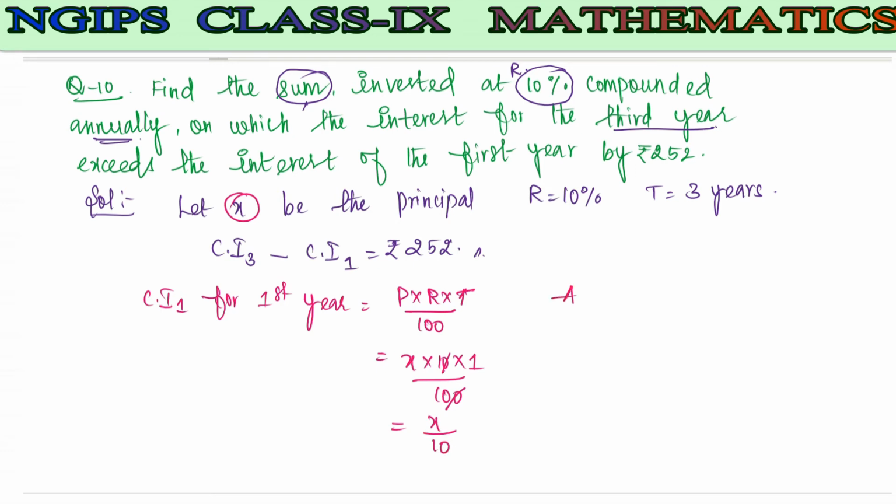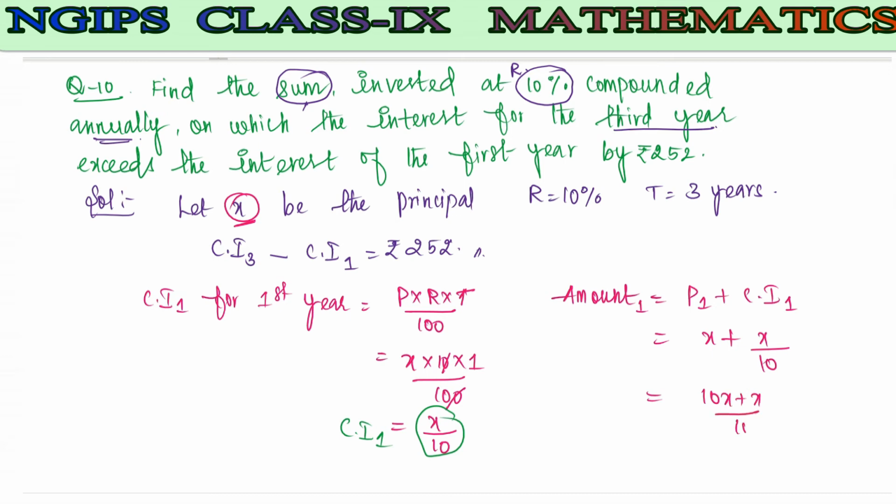Now I am going to calculate the amount for the first year. Amount is equal to first year principal plus first year compound interest. The first year principal is x, plus compound interest x by 10. If you simplify this by taking LCM and adding the terms, you get 10x plus x divided by 10, which is nothing but 11x divided by 10. So this is the amount for the first year.